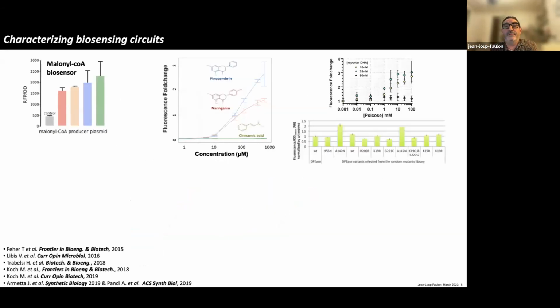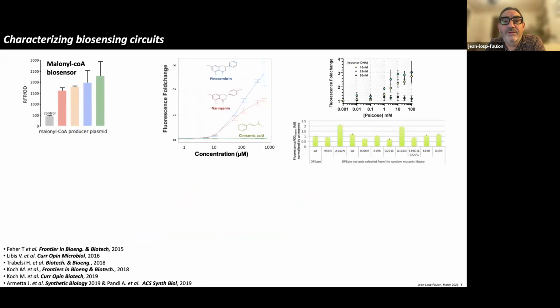So here are examples of things that we have done in the past, more related to metabolic engineering. Malonyl-CoA is an important cofactor in many pathways. So here's an example of a biosensor that can detect various malonyl-CoA solutions using different strategies and different enzymes. We can also detect final compounds of pathways.